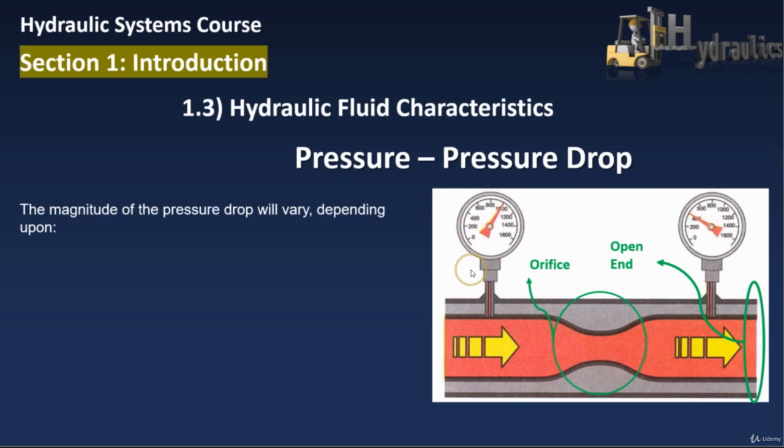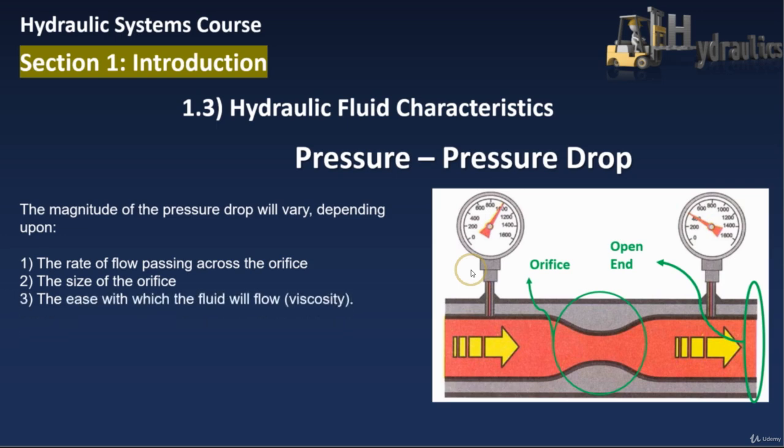Hence, the magnitude of pressure drop will vary depending on some criteria. Number one, the rate of flow passing across the orifice or restriction. Second criteria, the size of the orifice itself or the restriction made on the fluid flow. The third criteria, the ease with which the fluid will flow, and this is the viscosity.